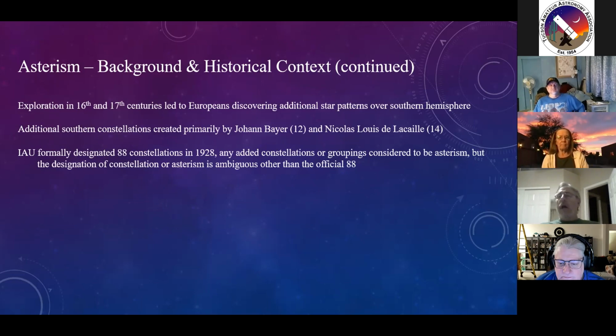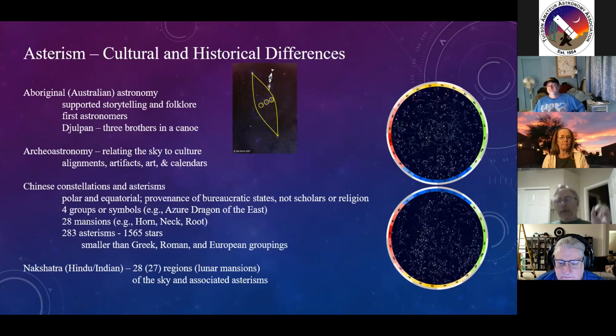However, there's still a lot of ambiguity with respect to asterisms because they aren't officially recognized. There is really no standard for asterisms, and that's something you'll see when I start talking about some of the different examples and some of the sources that are available for those. Culturally, some cultural and historical context too.